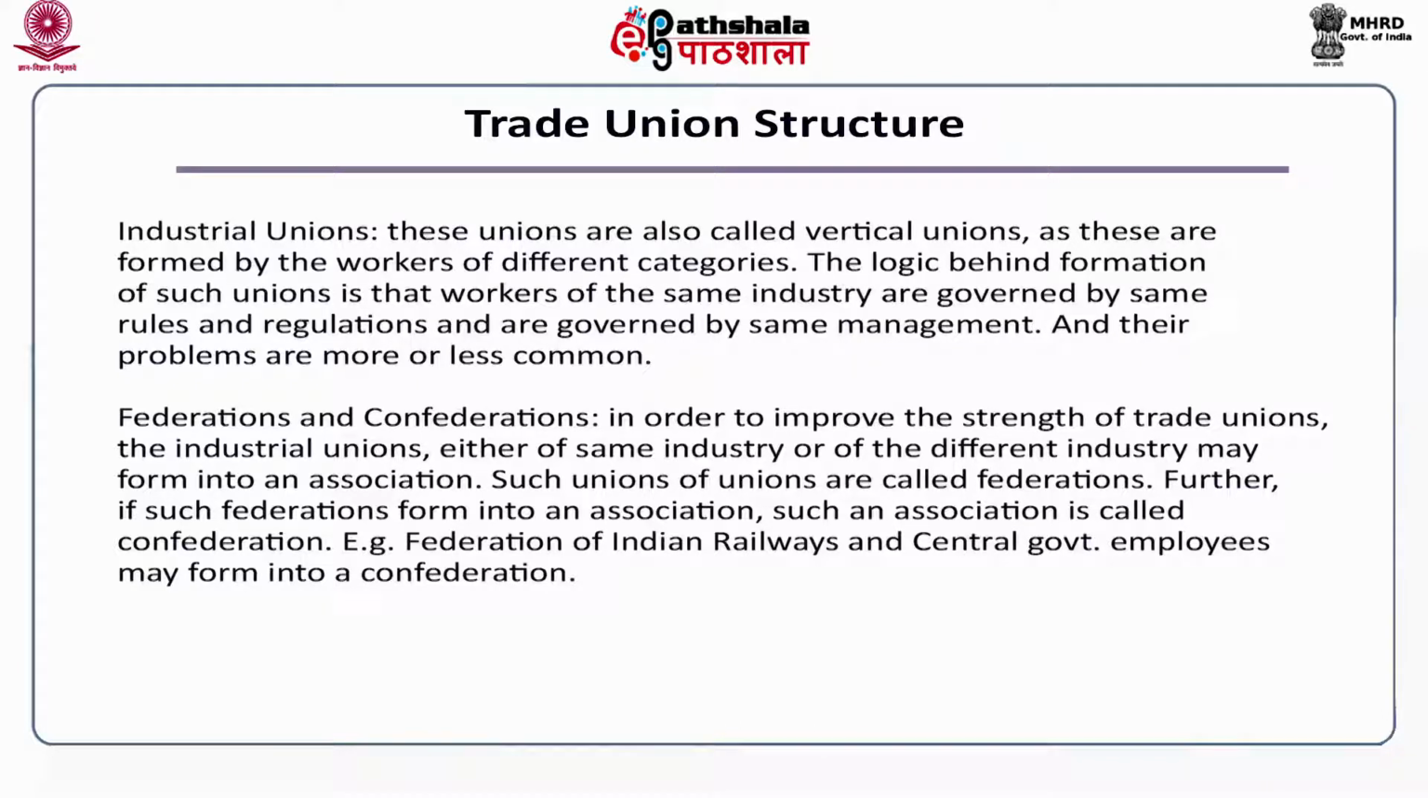Another type of union is the federations and the confederations. In order to improve the strength of trade unions, the industrial unions, either of the same industry or different industries, may form an association. Such unions of unions are called federations. Further, if such federations form an association, such an association is called a confederation. For example, the Federation of Indian Railways and central government employees may form a confederation.